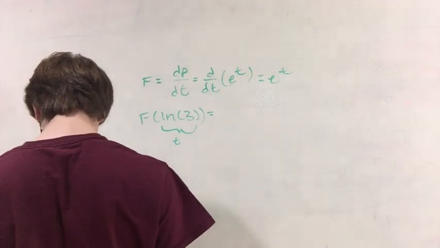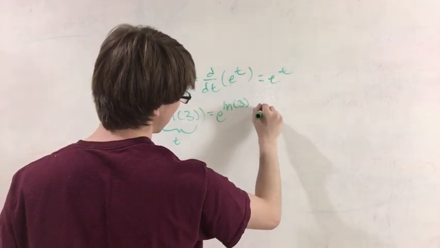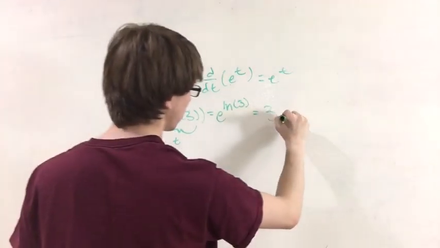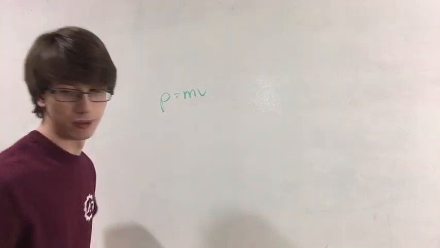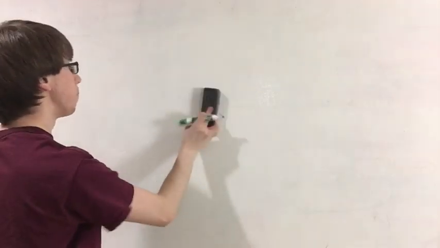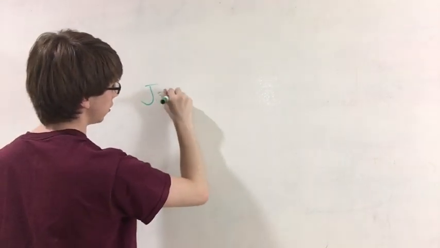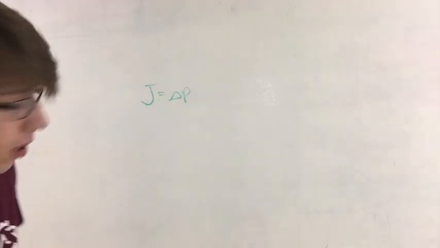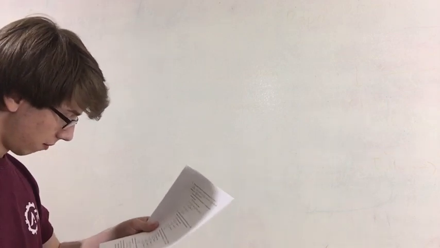That's going to be e to the ln of 3, which is just equal to 3 newtons. And we know p, momentum, is equal to mass times velocity. And then impulse, which is represented using J, is going to be equal to your change in momentum based on the acting force external to the system. My bad.